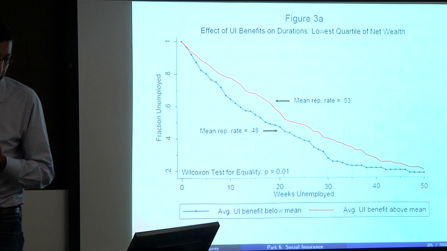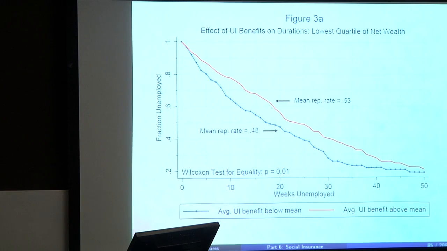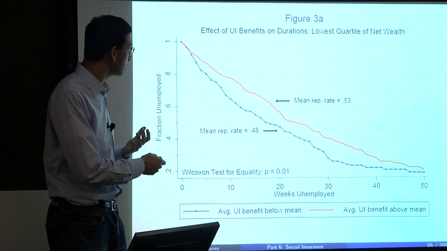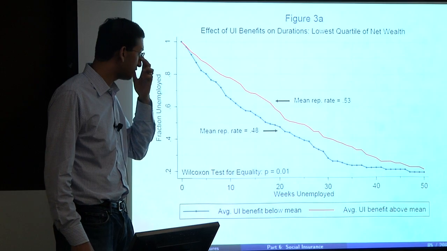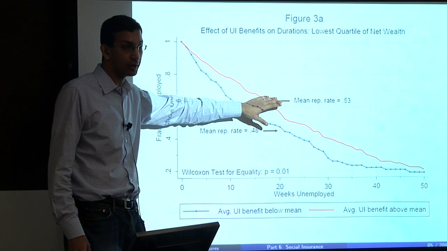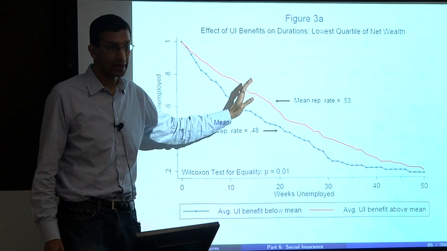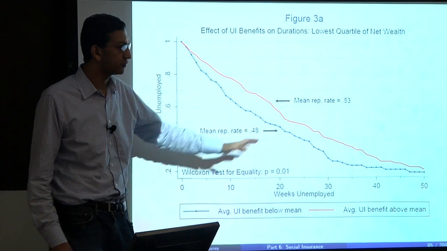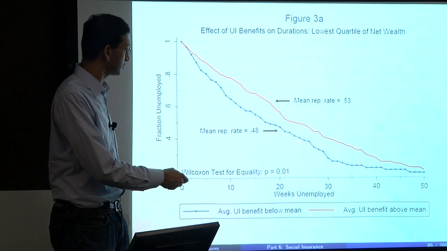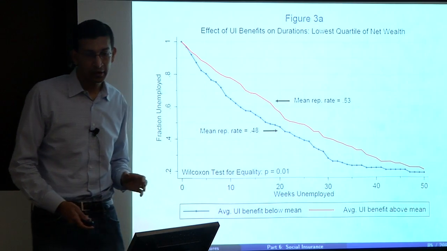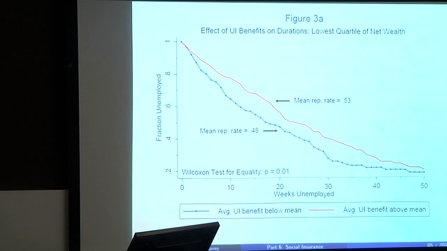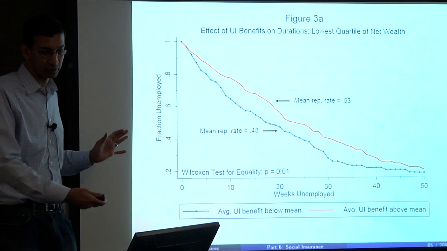And so the first thing you can see, right away, which is consistent with the prior results, is that people who live in environments where UI benefits are high have longer unemployment durations. That is, their probability of surviving in unemployment is higher at all points, right? That's why this survival curve is above this survival curve. So that figure is drawn for people in the lowest quartile of net wealth, the guys who have less than minus $1,000, the poorest guys. And so you see a pretty substantial effect for those guys, right?